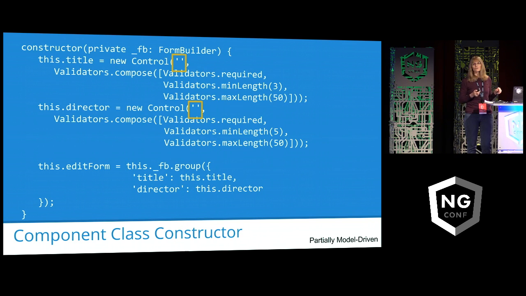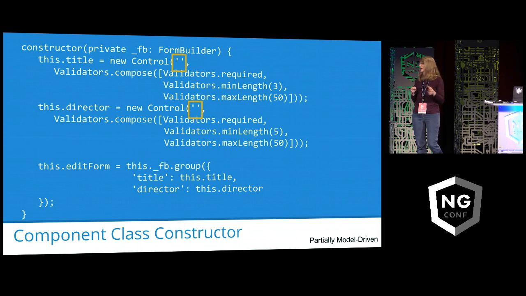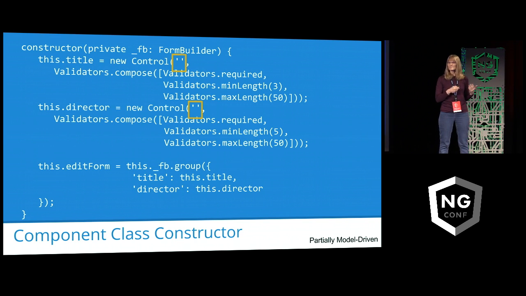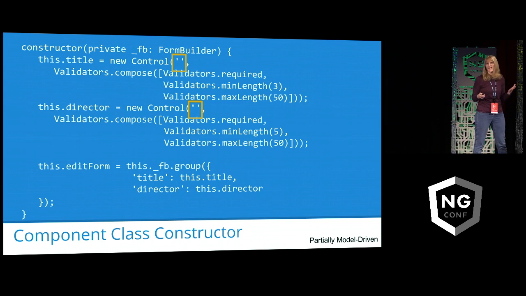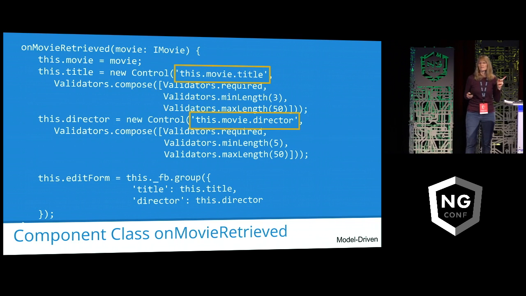Now, in the partially model-driven approach, we had used the constructor to define our controls and to define the group of controls that made up our edit form. But the problem with the constructor is that now we want to set defaults. So we want to have like this.movie.title in there. The problem is we don't have data yet in our constructor, right? We don't go get the data till like ng-init. And even then, we have to wait for it to come back from the server, so we don't have that data here in our constructor. So we're going to have to cut this code out and put it somewhere else.